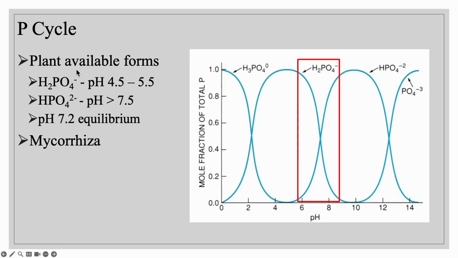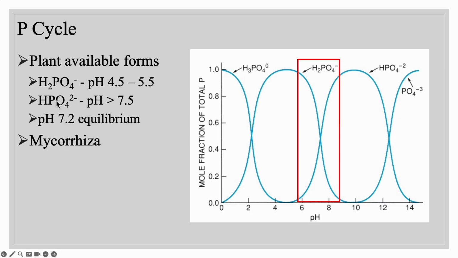All right, so we have two plant-available forms of phosphorus. We have H2PO4, and that is going to be the primary plant-available form when the pH is between about 4.5 and 6.5. We can see this on this diagram.